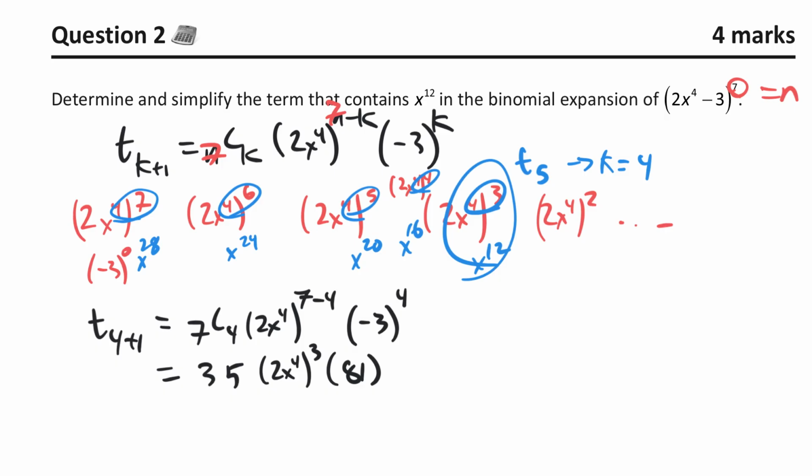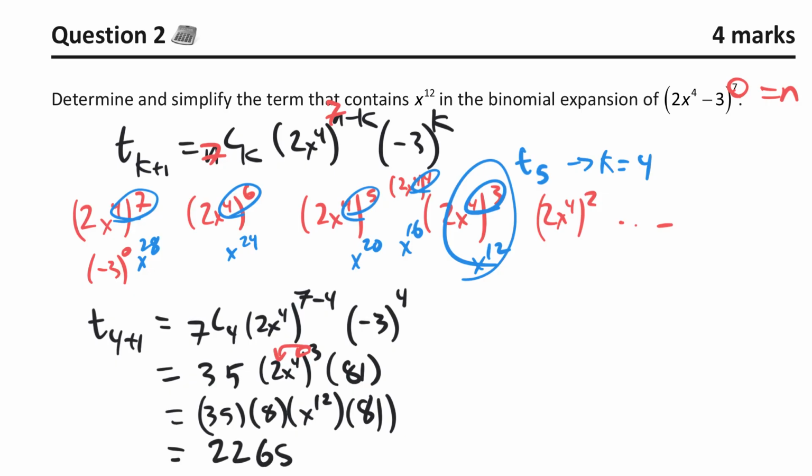Now we do have to just be careful here. Remember with this 3, it's going to power both the x and it's going to power the 2. So we're going to have a 2 to the 3. That's going to be 8. So we got a 35 here. We got an 8. Got an x to the 4 times 3, which is 12, and an 81. So let's take all those number portions and multiply them together. We're going to get 22,680 x to the 12. And that's our final answer.